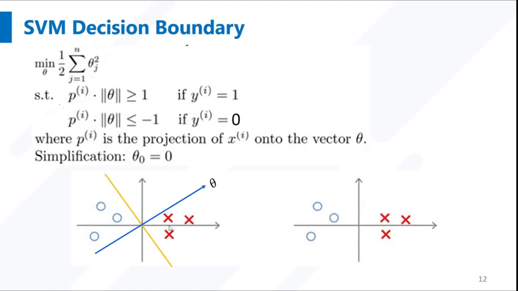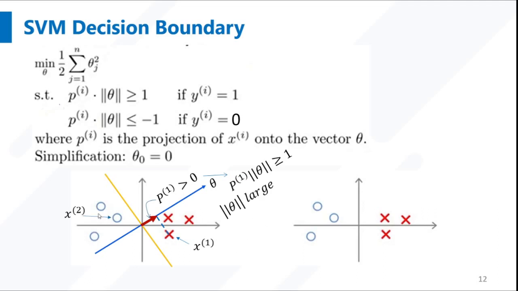So if this is the theta line, and let us say this is x1, the first example, and I draw a projection of this point over theta, then the red portion will be your p1, and this is greater than 0. If p1 is greater than 0, then this objective, p1 multiplied by magnitude of theta, has to be 1. And if p1 is very small, as you can see from the figure, p1 is not a very large value, then theta has to be large. But you can see the minimization problem says the summation of all theta squared has to be minimum.